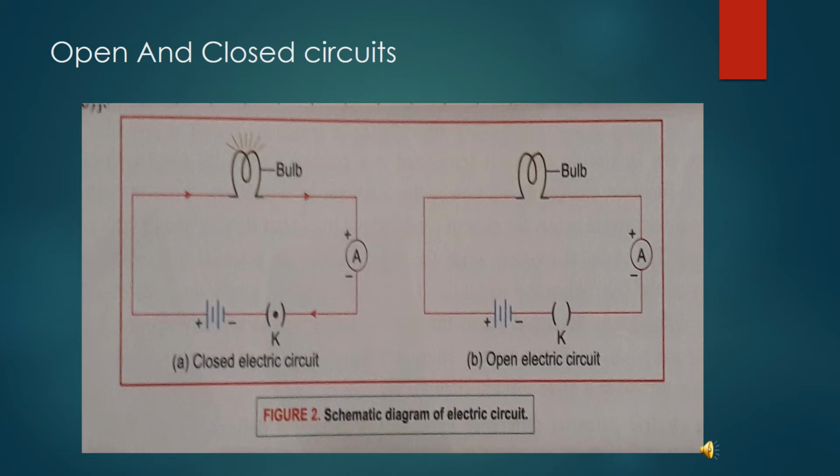Difference is in figure A, there is a dot in the switch and there is no dot in figure B. What does it mean? Figure A is showing the circuit is closed, switch is on, so the current can flow. Flowing of direction of current is shown by red arrows. In figure B, since there is no dot, that means switch is off, circuit is open. So no current is flowing, no red arrows.